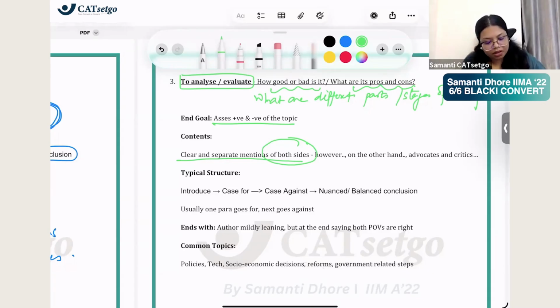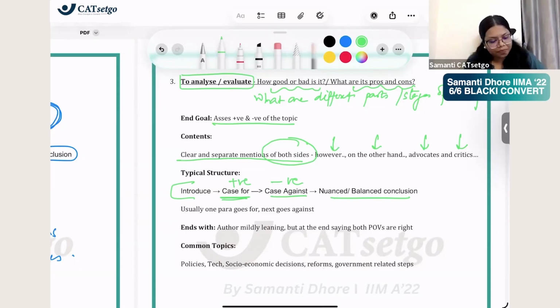Here, there are a lot of words like however, on the other hand, advocates say this, supporters say this, right? Opposers say this, critics say that, right? So there are a lot of these kinds of words. The typical structure usually is to introduce a topic, then you write for, then you write against, and then you give a balanced opinion.